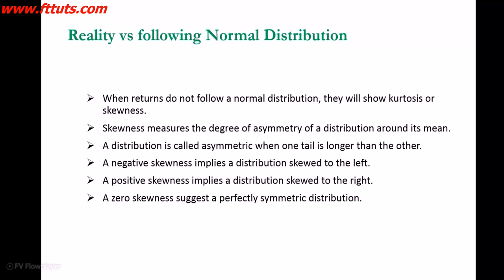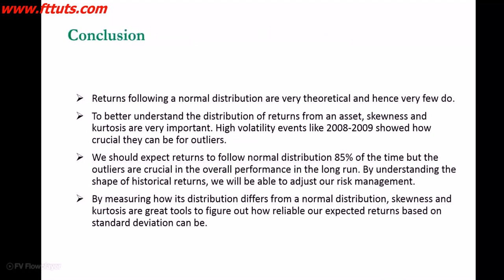A distribution is called asymmetric when one tail is longer than the other. A negative skewness implies a distribution skewed to the left, and a positive skewness implies a distribution skewed to the right. Obviously, a zero skewness suggests a perfectly symmetric distribution. The conclusion of this first part is returns following a normal distribution are very theoretical and hence very few do.